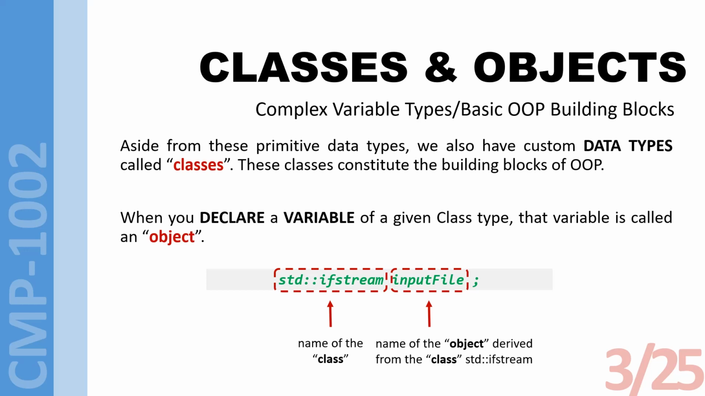So if you look at this declaration example, std::ifstream input file, the std::ifstream is actually the name of the class. You can consider it like the type. Whereas the input file is the name of the variable, or in the sense, the name of the object. And this object is derived from the class std::ifstream, or you can call it just ifstream. So whenever you make an object out of a class, it is said that that object is derived from that class.